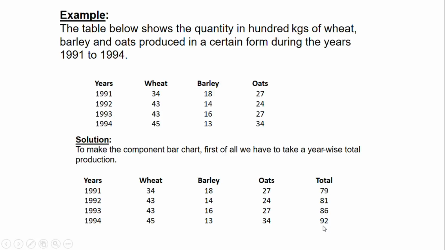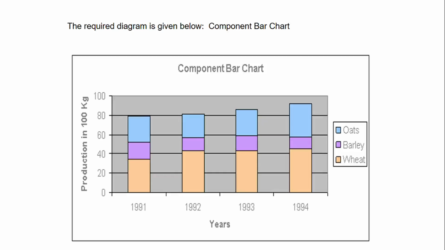So how can we make a component bar diagram? Here is the component diagram. The color difference shows which one is which: one color shows the wheat, the violet color shows the barley, and the blue color shows the oats. So the total in 91 was 80. So it shows it is a component bar diagram.